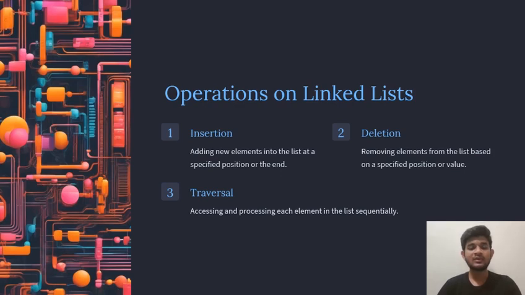Now let us see the operations on the linked lists. First one, insertion: adding a new element into the list at a specific position, or at the end, or at the front. Second one, deletion: removing elements from the linked list based on a specific position or a value. Traversal: accessing and processing each element in the list sequentially.